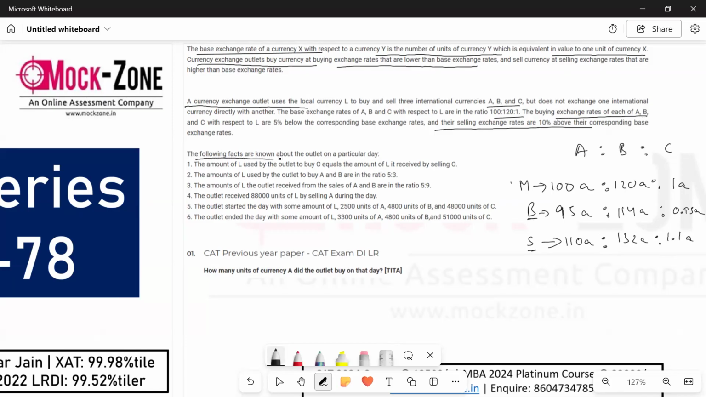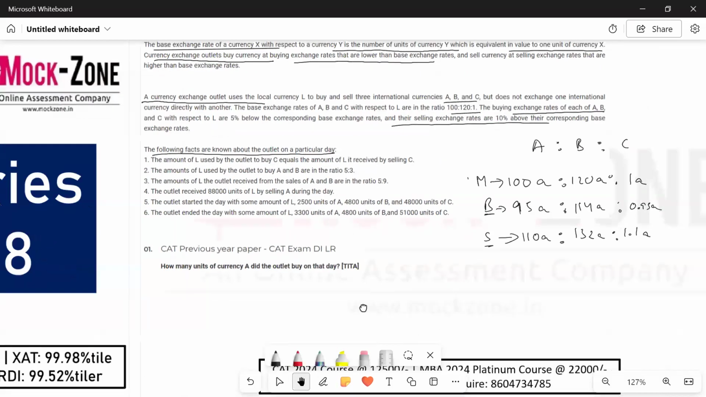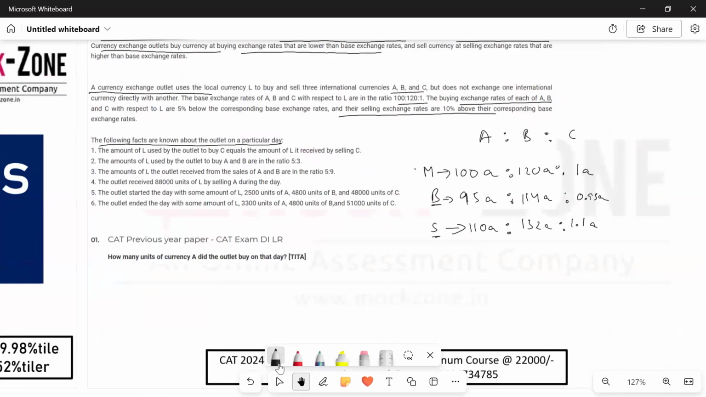Now the following facts are known about the outlet on a particular day. The first one says the amount of L used by the outlet to buy C equals the amount of L it received by selling C. Okay, we cannot figure out anything by this statement as of now. The second statement says the amount of L used by the outlet to buy A and B are in the ratio 5:3.